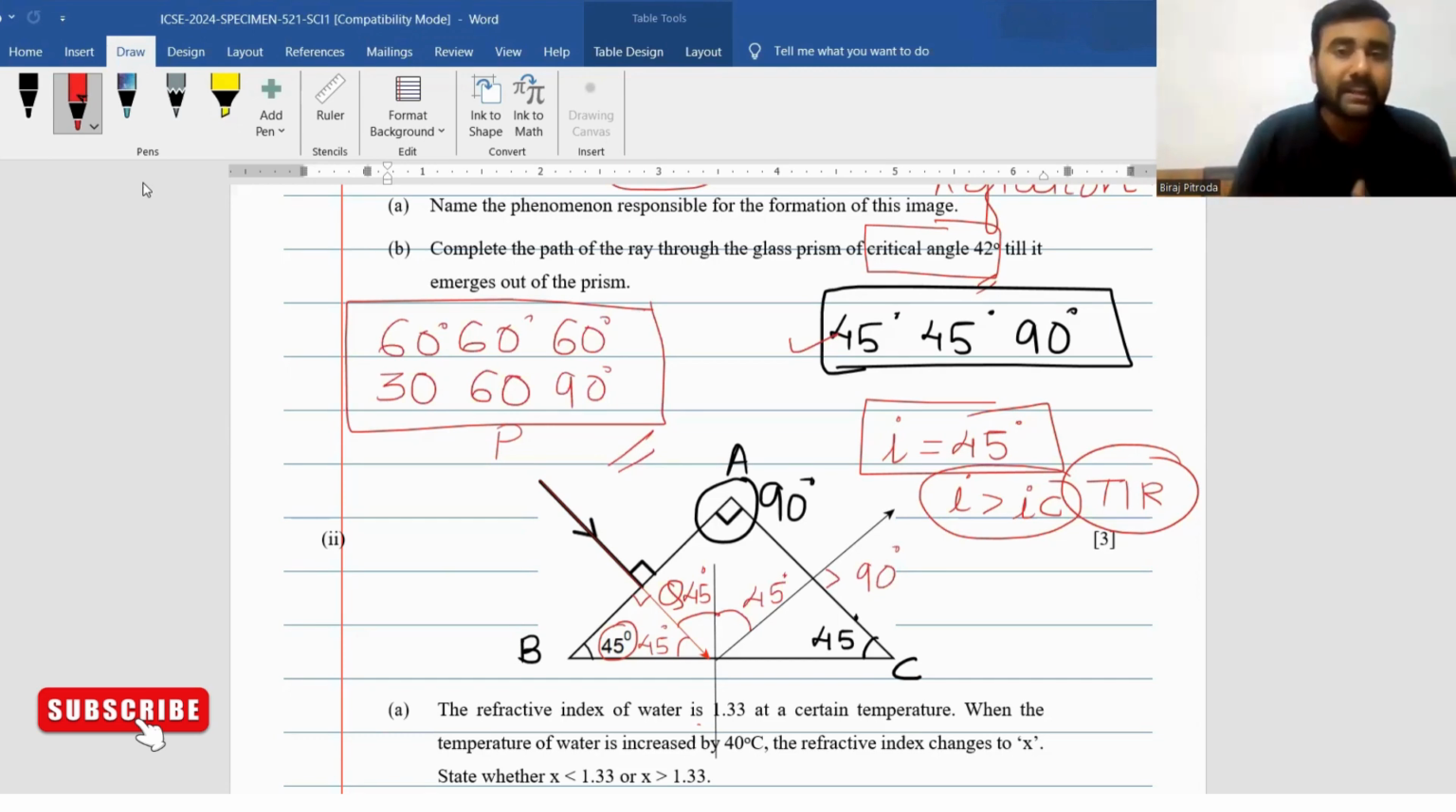Things you need to take care of when you draw the diagram: you need to make a note of each and every angle. Please don't forget to name the rays. This is P, you can name this as Q. The ray which is emerging out, you can name it as R. Also don't forget to name the angles of the prism. So here we have named them A, B, and C. I hope this is clear to everybody. Simple.